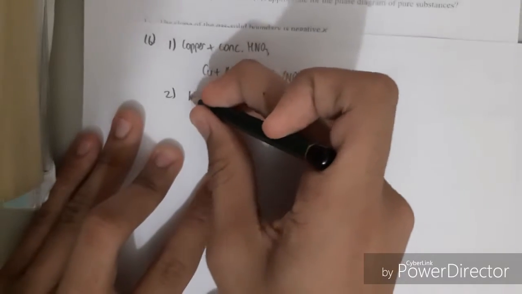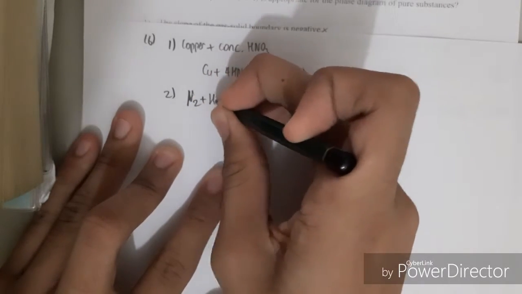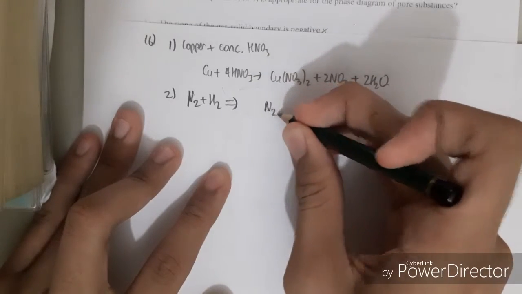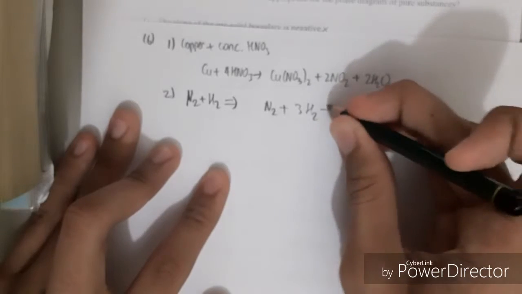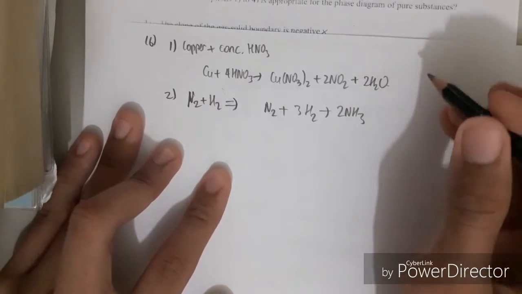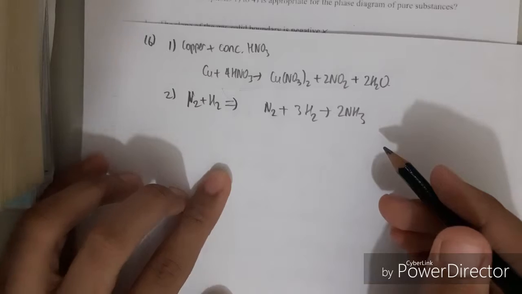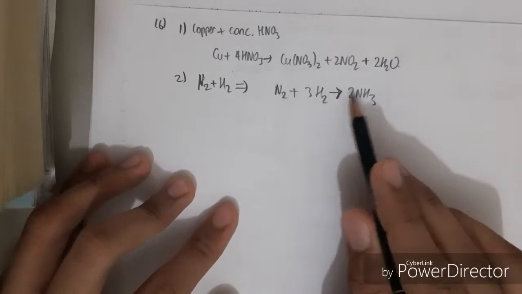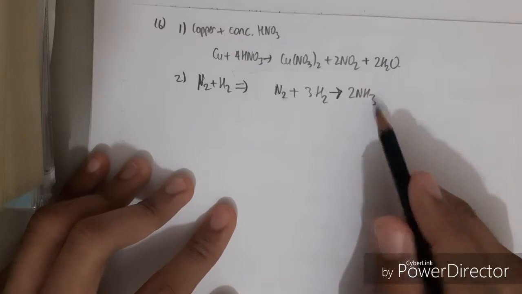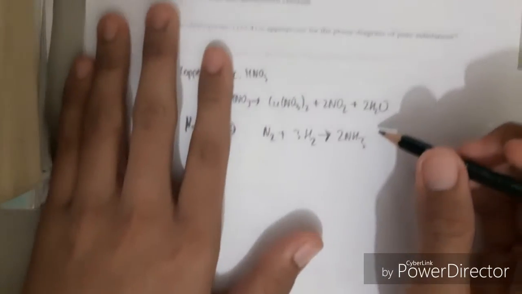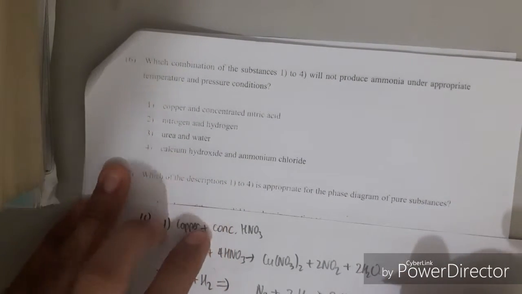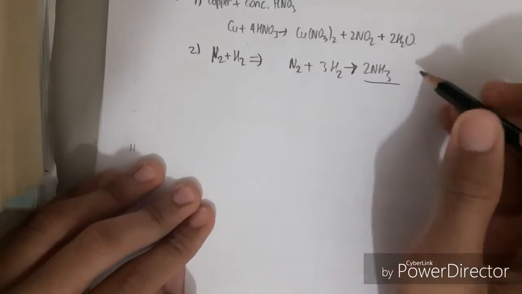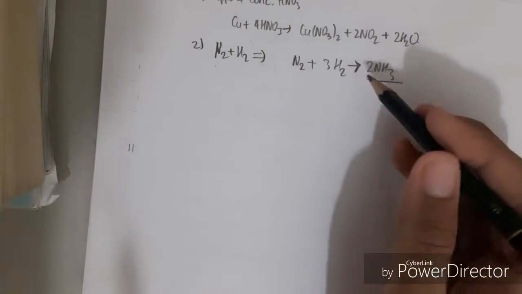Number 2 is actually nitrogen and hydrogen. In this reaction, nitrogen plus 3 hydrogen equals 2 NH3. I already write the balanced form, so it is easier for you to understand that it produces ammonia. The question says that will not produce ammonia. I think the answer is 1, but let's look at the other options. It produced ammonia in the reaction of nitrogen and hydrogen, so it is not the answer.